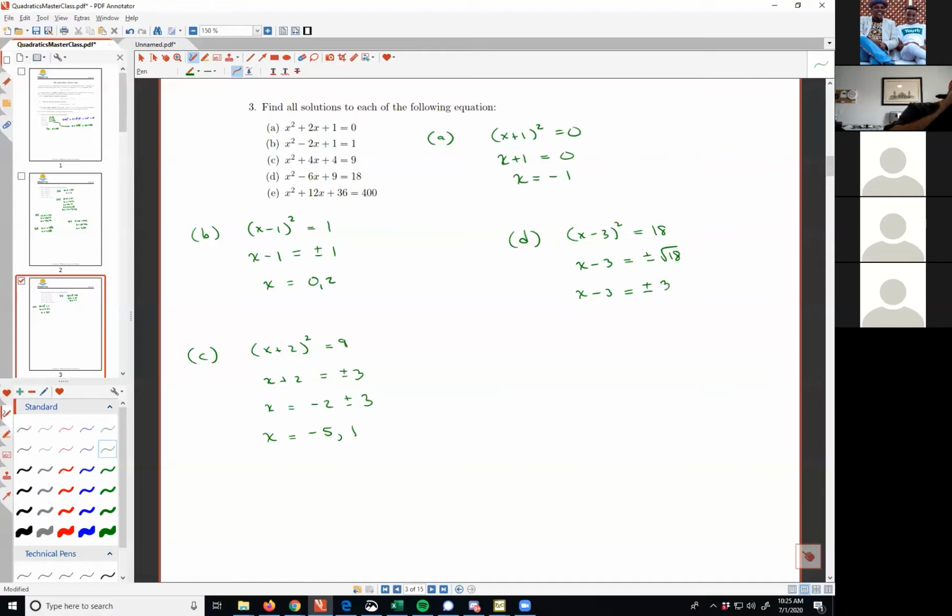Yeah, root 18. We can pull out a root 9. Yeah, root 2. Yeah, we get 3 root 2. Any perfect square factor, we can always separate out. So I always separate out the largest square, even if I do it in pieces. And finally, what are the roots? 3 plus or minus 3 root 2.